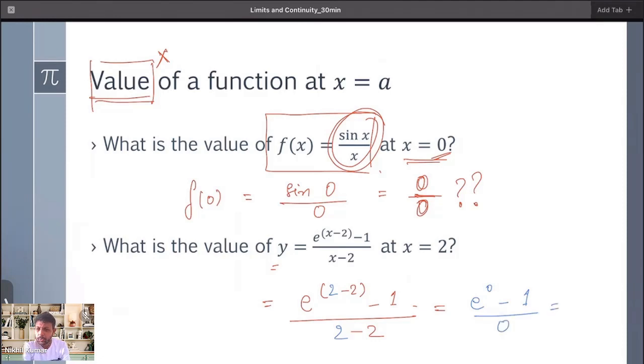Again, we encounter a similar problem. e to the power 0 is 1, so we have 1 minus 1 on the top and 0 at the bottom. So overall we have 0 upon 0. Again, the same problem. I do not have a specific value. I have an expression which is not defined in mathematics at all. Such expressions are called indeterminate forms.